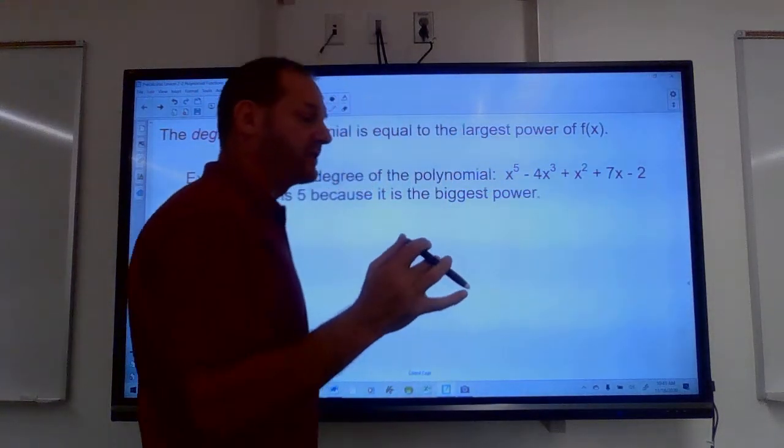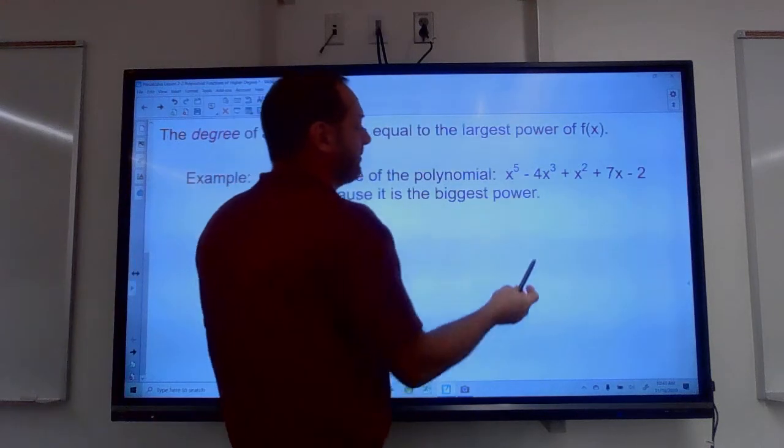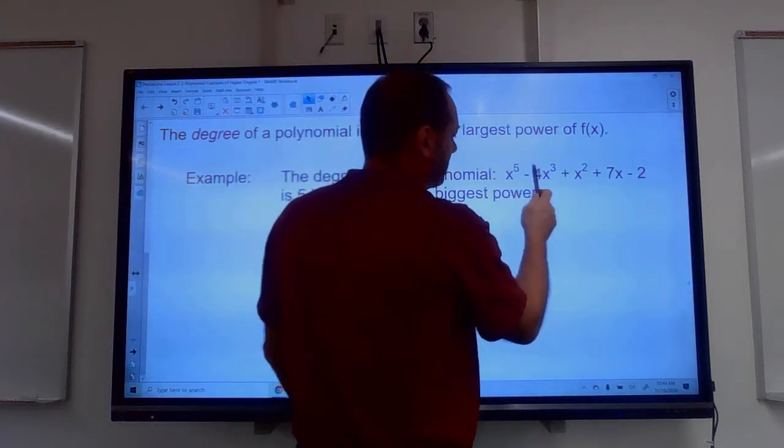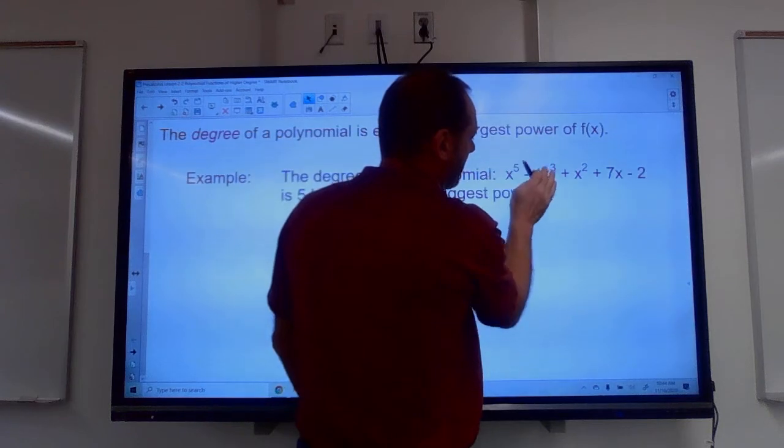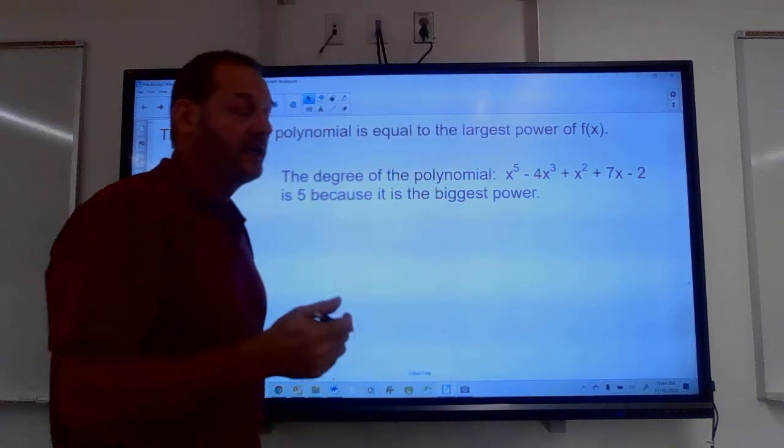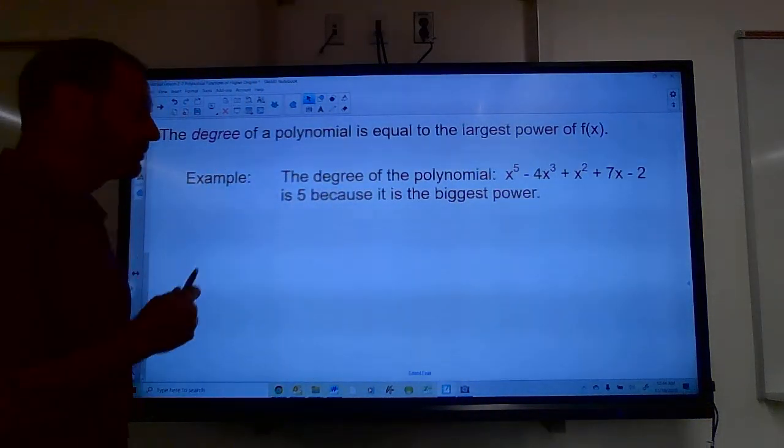A lot of people make a mistake on this question because they jump to the front. So if I put the x to the fifth over here, they would look at this part and they go, oh, it's degree 3. No, it's the biggest power no matter where it is in order in the equation.